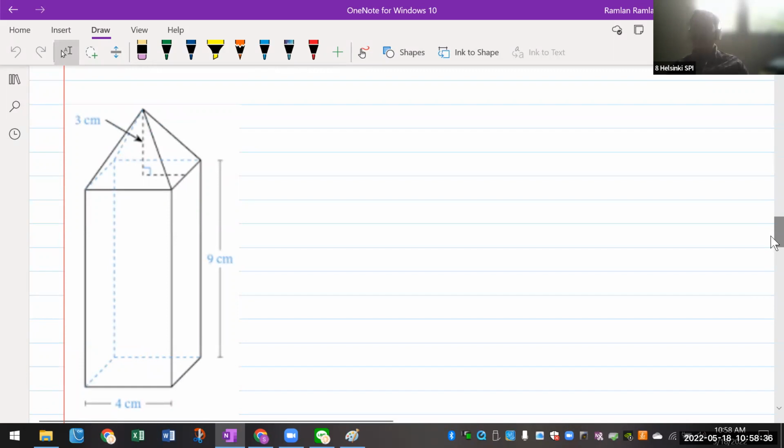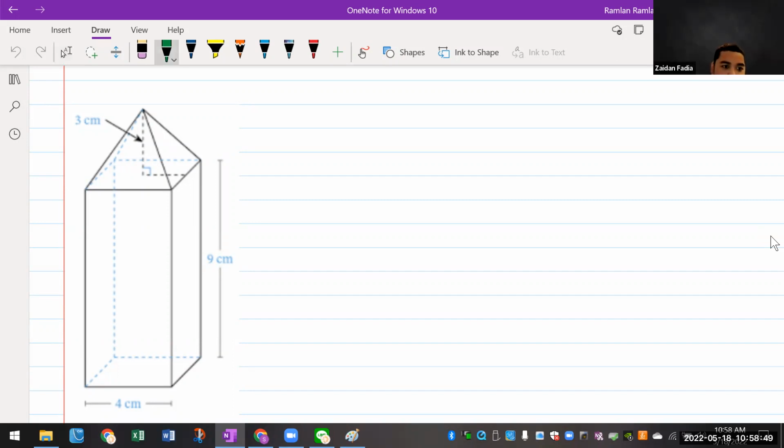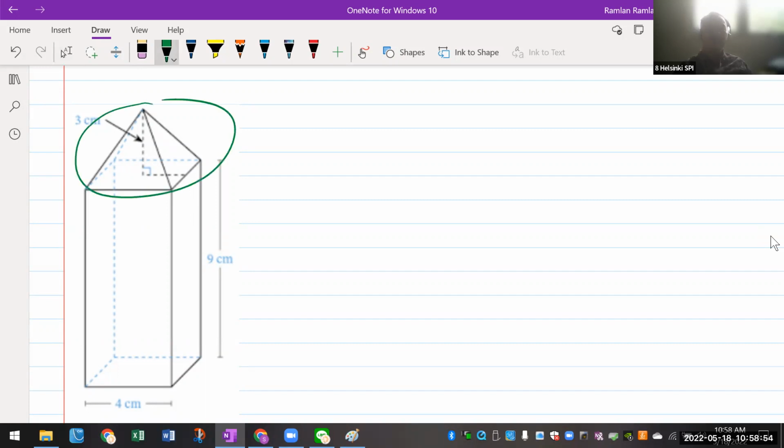Oke, saya mau ke Zaidan. Zaidan, can you name the 2 basic shapes that you can see in this compound shape? Square pyramid and rectangle. Okay, square pyramid, very good. Yes, this is a square pyramid because we have a base of a square, right? So this is 4, this is also 4, right? Okay, very good. And this is a rectangular prism, right? Or a cuboid, same thing.